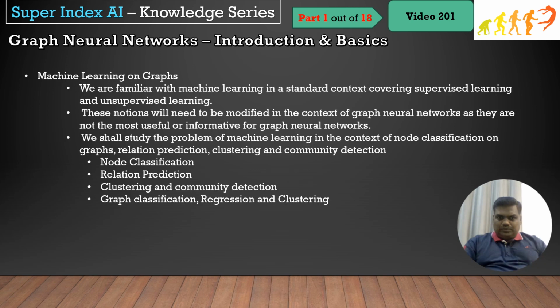Now we will move into machine learning on graphs. We are familiar with machine learning in a standard context, right? Covering supervised and unsupervised learning. These notions will need to be modified in the context of graph neural networks, as they are not the most useful or informative for graph neural networks.